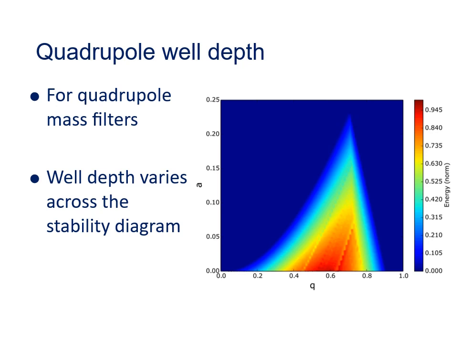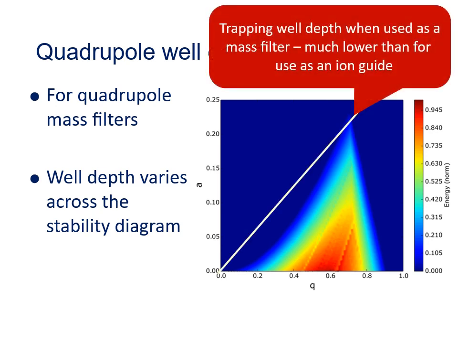So let's have a look and see what happens if we put a scan line on here. As you recall, when used as a quadrupole mass filter, the scan line passes through the very tip of the stable region. And up at the tip you can see that the trapping well depth is very much lower than it was down on the Q-axis, where we might be using the quadrupole, for example, in a linear ion trap, or as an RF-only ion guide.